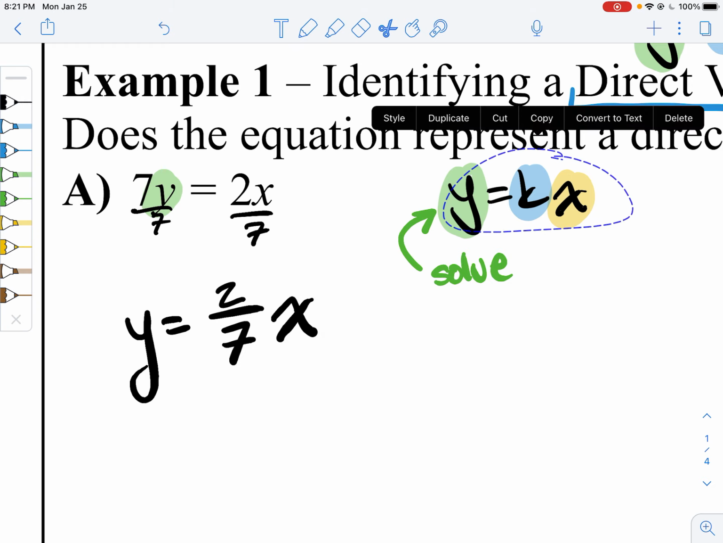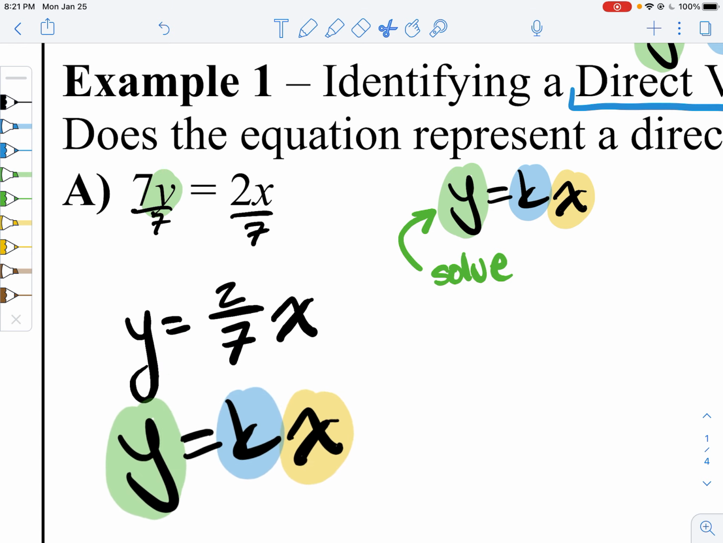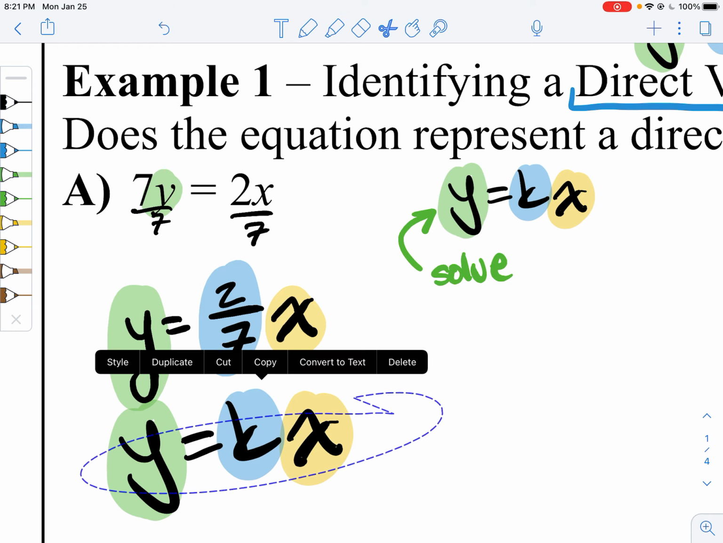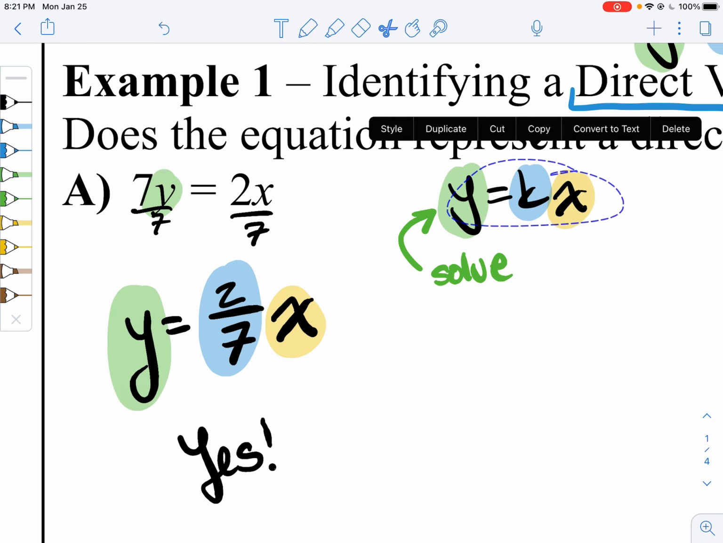Now let's see, does it fit our direct variation pattern? Well, it is a little bit small, so I'm going to make this bigger. We've got an x, we've got y equals something times x. So yes, that does fit our pattern. Excellent. This is a direct variation. Let's do it again.